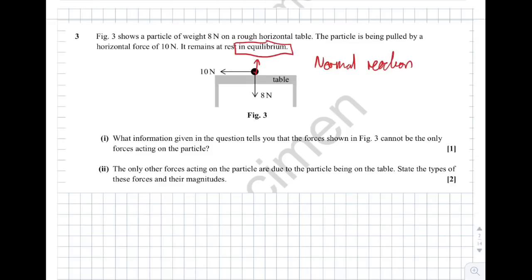And it's got to be the same size as the force going down, so it'd be 8 newtons. We also have to have the same thing here going to the right, and that's going to have to be a frictional force. If there's no other forces acting, the only thing can be friction, and we know friction's there because it says it's a rough horizontal table. So we'll have a friction of 10 newtons. And you know it's not going to be too much work because it's just 2 marks.